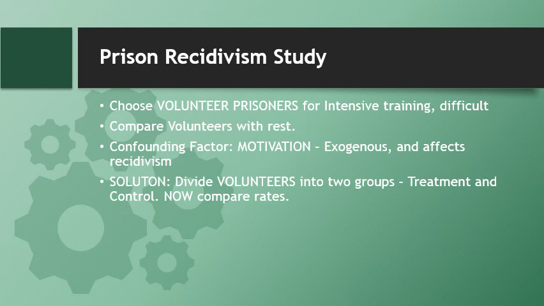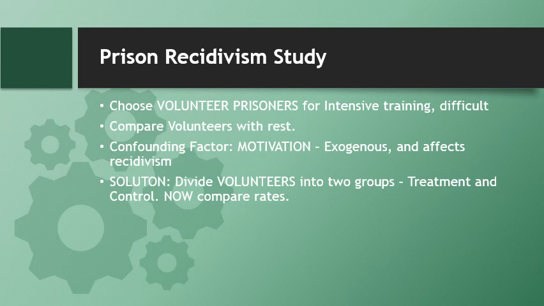They compared those people who had gone through the program with the people who had not gone through the program. And they found that the people who had gone through the program had a lower recidivism rate. Here again, there is a confounding factor, and the confounding factor is motivation. Only people with high motivation would volunteer to take this difficult program.